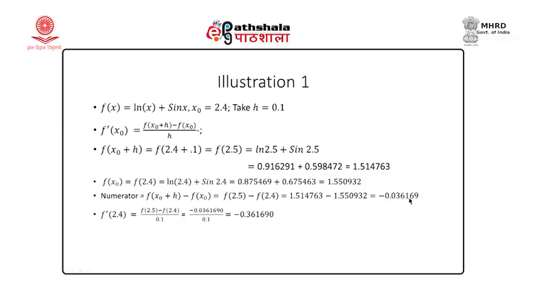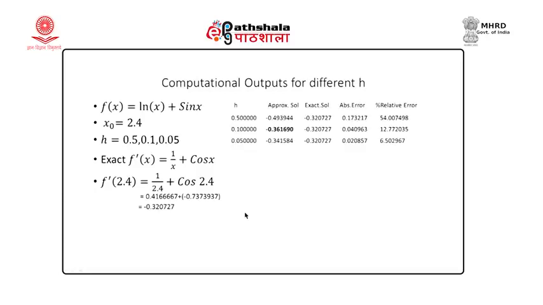And so the derivative is this value upon h, which is 0.1. So, minus 0.036169 upon 0.1 gives minus 0.361690. So, this is how we can apply the formula and calculate the value of the derivative. We have written a program for this, which is given in your e-text appendix.